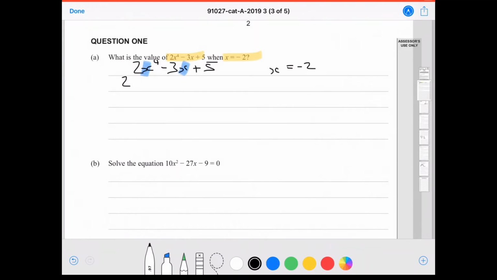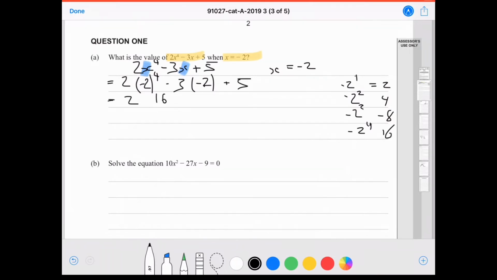So we're going to say 2 times minus 2, and that's to the power of 4, minus 3 times minus 2, plus 5. And simplifying this, you've got minus 2 to the power of 4 is 16, because you've got minus 2 to the power of 1, minus 2 to the power of 2. Of course, no calculators in the MCAT. This is 2, this is 4, this is negative 8, and this is 16.